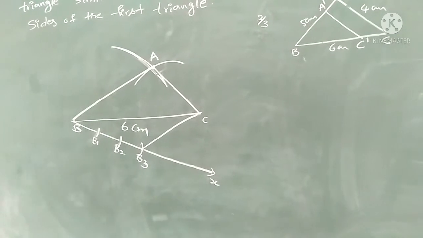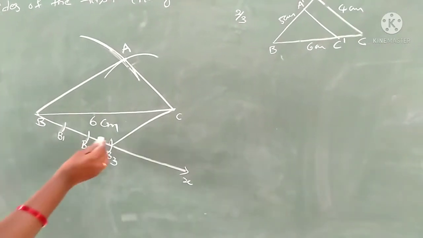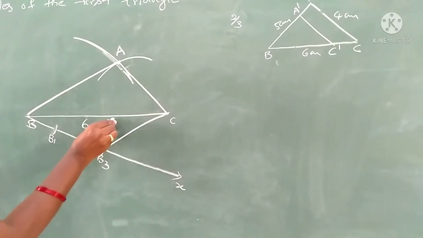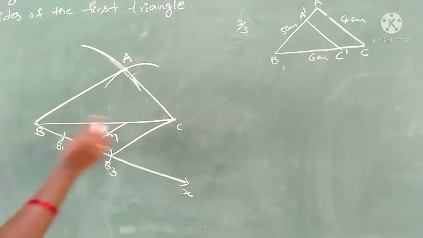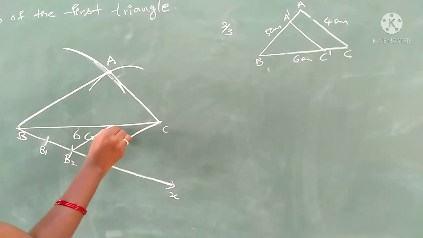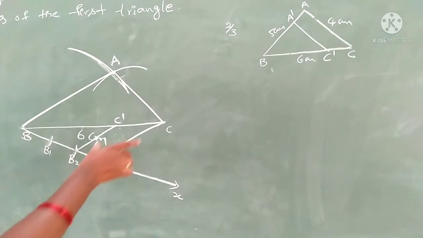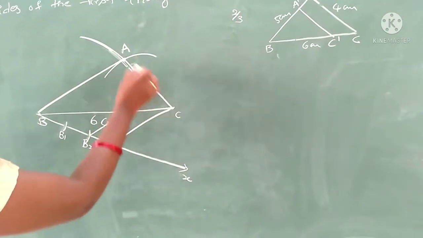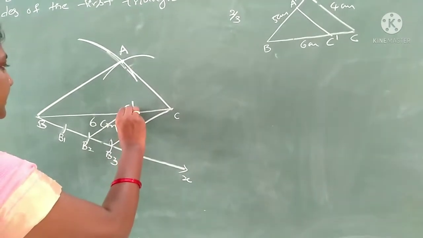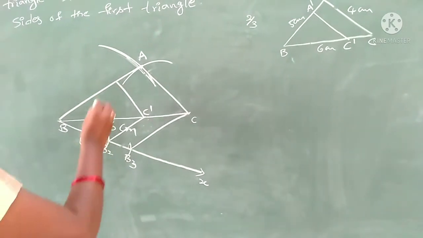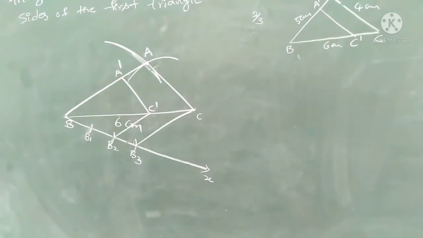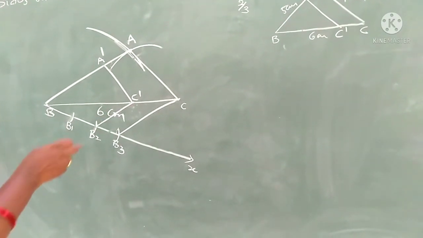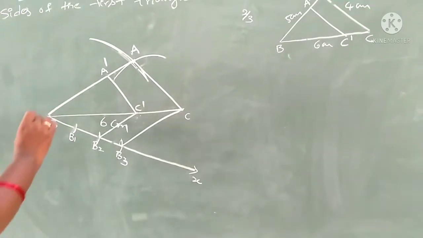Next draw the line through B2 parallel to BC. It cuts BC at C dash. Next we draw the line parallel to CA with center C dash. So this is A dash. So A dash, B, C dash is the required triangle.